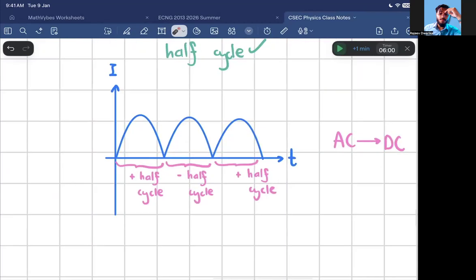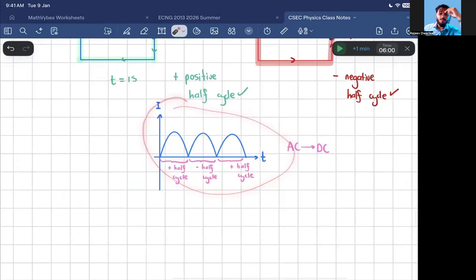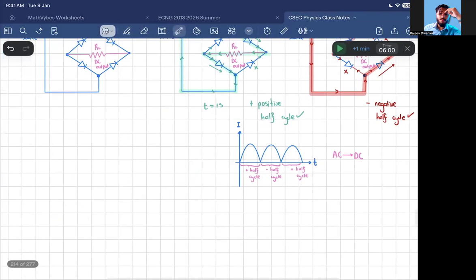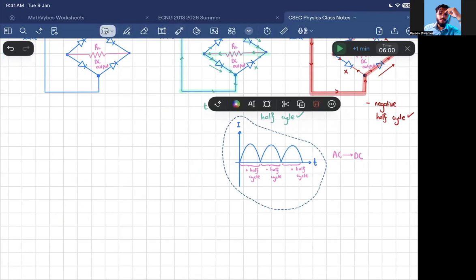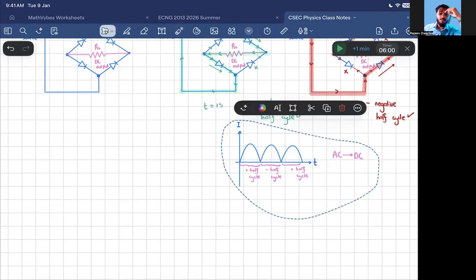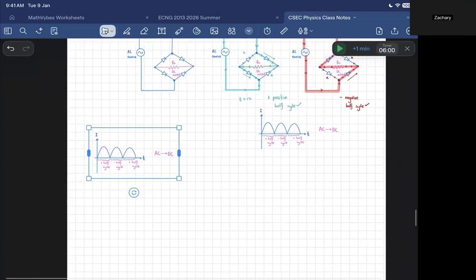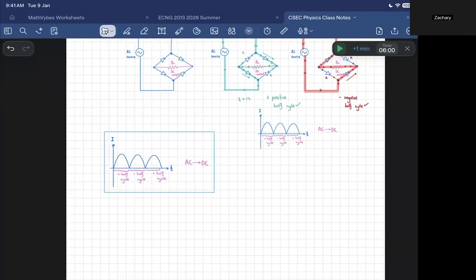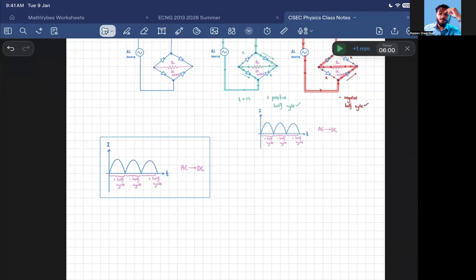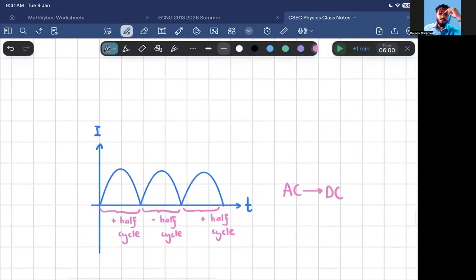Do you guys think this is the most optimal power supply? Yes or no? No, because it had the dips in power. Exactly. So we're going to move on to something called smoothing. We're going to be looking at the smoothing slash ripple capacitor.